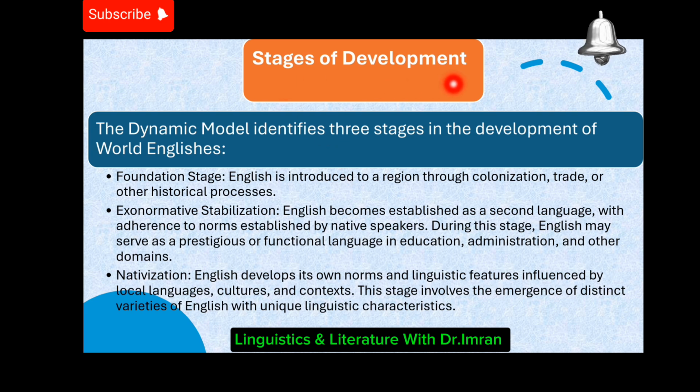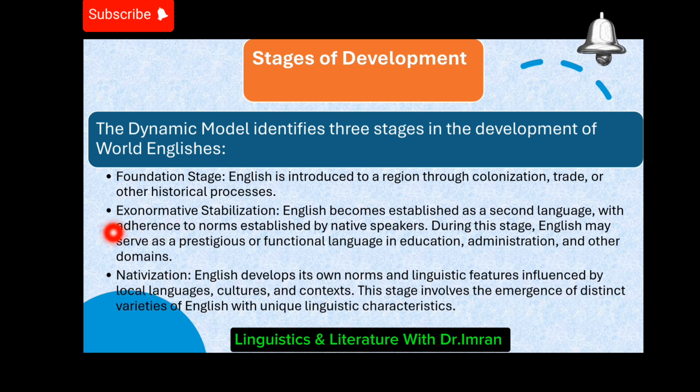Now, stages of development in the Schneider model. The dynamic model identifies three stages in the development of world Englishes. First, the foundation stage. English is introduced to a region through colonization, trade, or other historical processes. For example, how English was introduced in the Indian subcontinent. That was through trade. Later on, India was made a colony of Great Britain. So here English is introduced in the first stage.